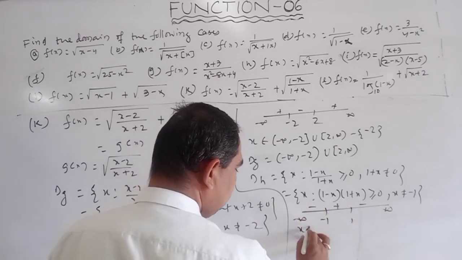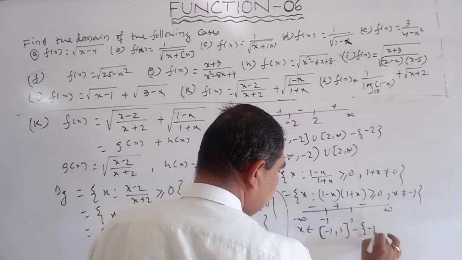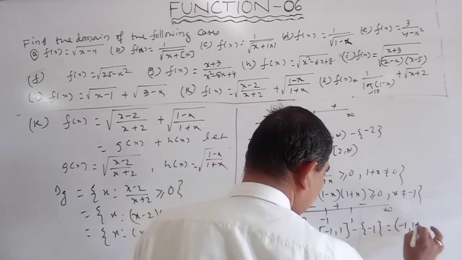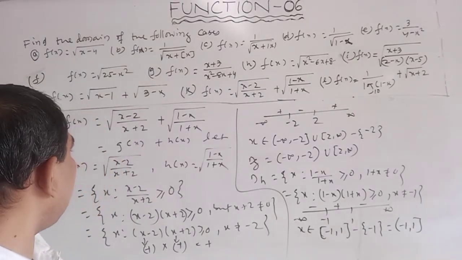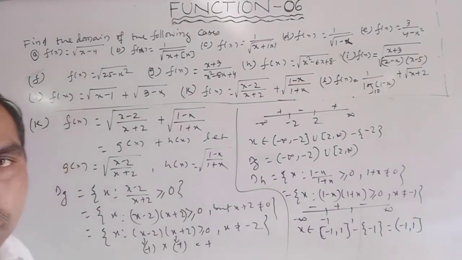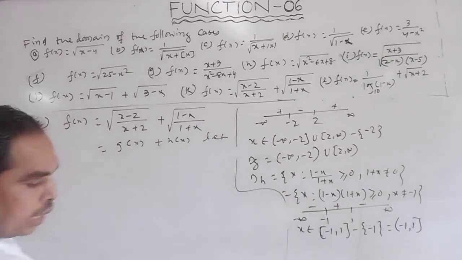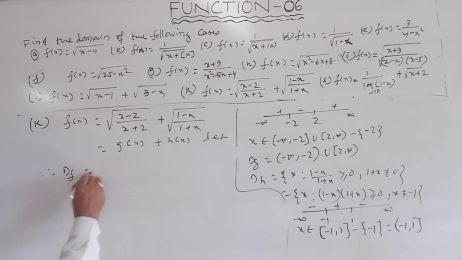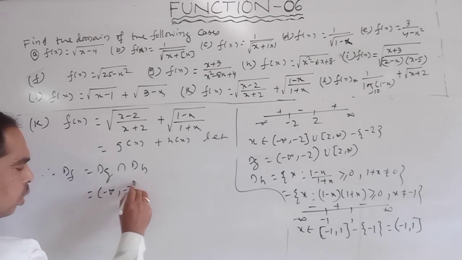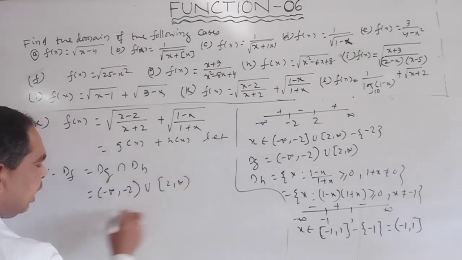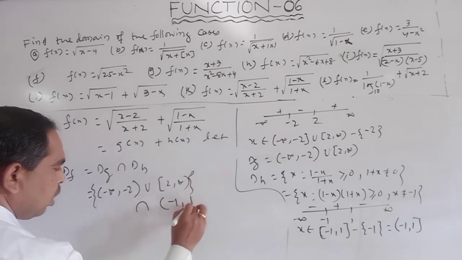So x belongs to minus 1 to 1, minus curly bracket minus 1, is equal to open interval minus 1 to semi-close 1. Here, domain of h. Therefore domain of f is equal to domain of g intersection domain of h. So this is minus infinity to minus 2 open union 2 to infinity, intersection semi open minus 1 to semi close 1.